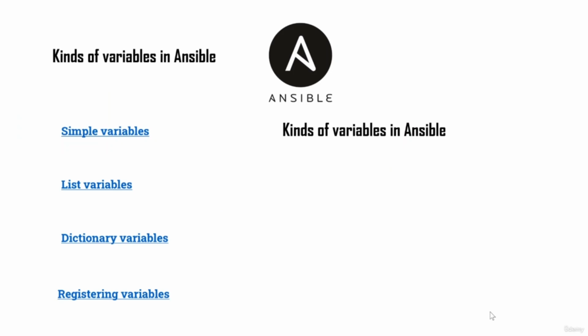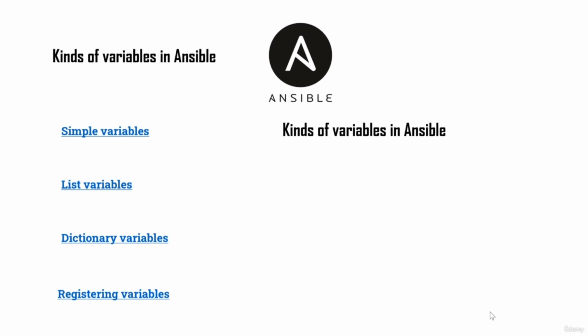So in this particular section, let's talk about the kinds of variables that are available in Ansible. They include the simple, the list, and the dictionary variable. And it also includes something called registering variables. That's something that I'll talk to you about in a later section. So the simple, the list, and the dictionary correspond to the basic building blocks of YAML. So the basic building blocks of YAML include the scalar, the list, and the dictionary. So the syntax for those and these variables are basically the same.